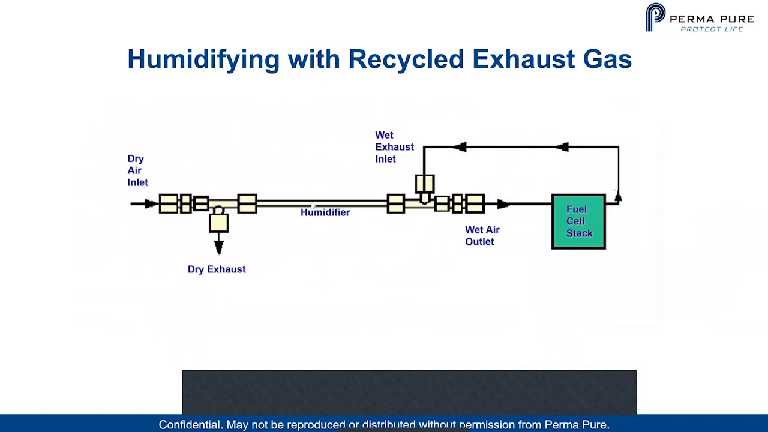So here's a fuel cell application where we are humidifying with recycled exhaust gas off the fuel cell stack. What we're doing is bringing in dry air on the left that's coming into the humidifier. It's being humidified by the wet exhaust coming off the fuel cell stack. From there, the wet air is going back into the fuel cell stack to improve the efficiency of fuel cell operations. And then again, the hot and wet gas coming off the fuel cell is being used for humidification. This is a classic way that our humidifiers are used in fuel cells.